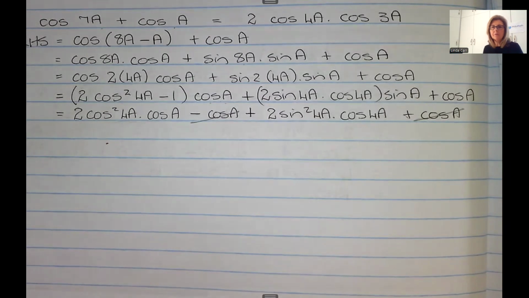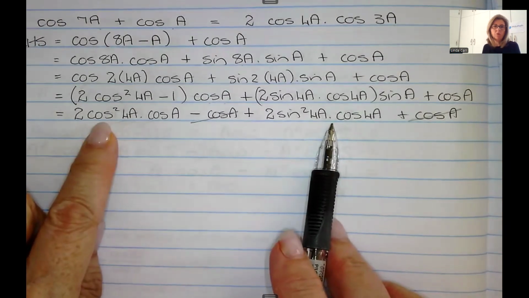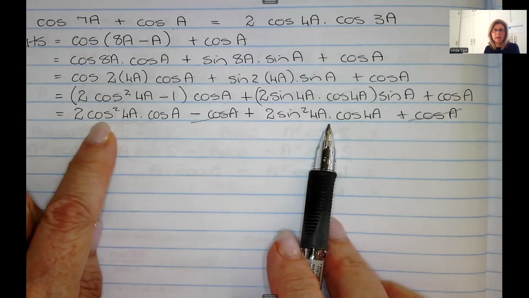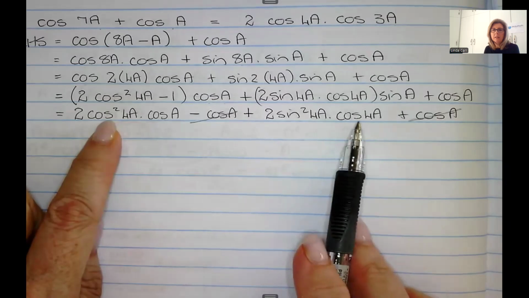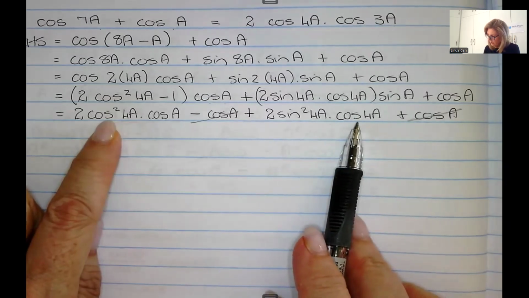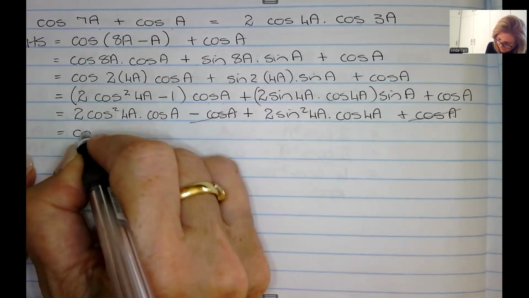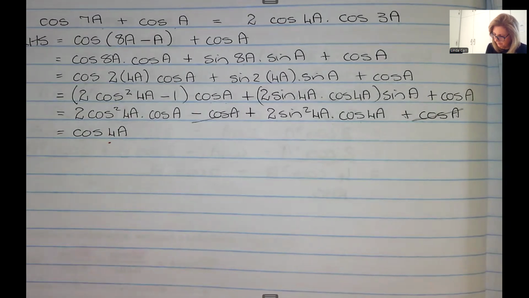And now it feels like maybe I stand a chance of something worthwhile over here. Okay, let's see. What have I got? I've got a cos squared 4a. Here I've got a cos 4a. So maybe I've got to take out a cos 4a as a common factor because that's actually all that's common.